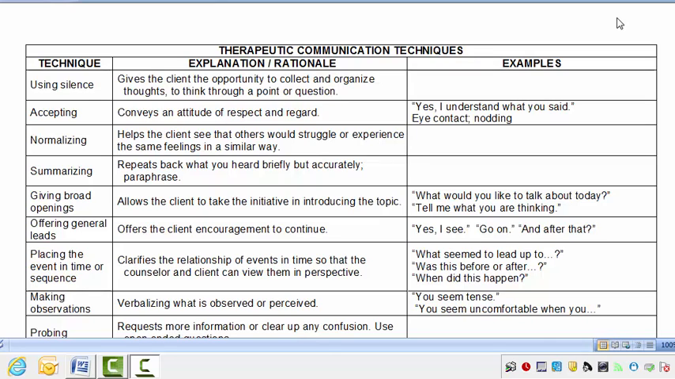But they need a way where they are given permission to tell the story, the parts of the story that are important, the parts of the story that maybe they know but you're still trying to figure it out. And so let's review these techniques so that you understand what they are and what they actually look like. So the first technique is using silence.